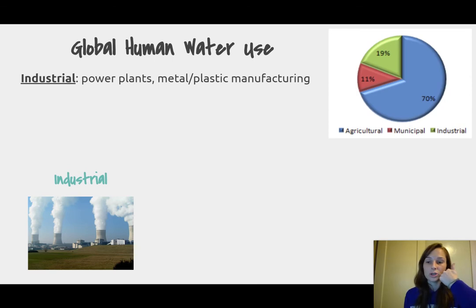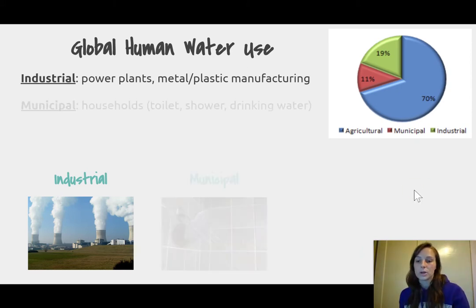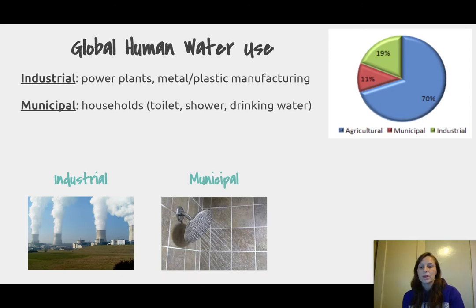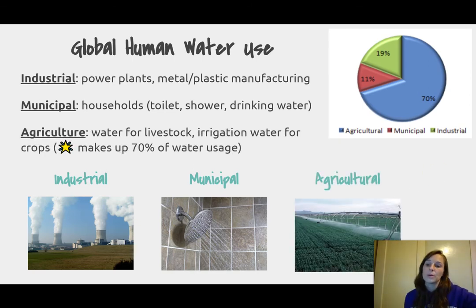We have industrial. This is going to be used for power plants, metal or plastic manufacturing. This uses up about 19% of our total water usage. Then we have municipal, which is household stuff like what you use for toilets, showers, drinking water. This uses up 11%. Then we have agriculture. This is going to be water for livestock or irrigation water for crops. And this makes up 70% of our water usage, which is clearly a lot.